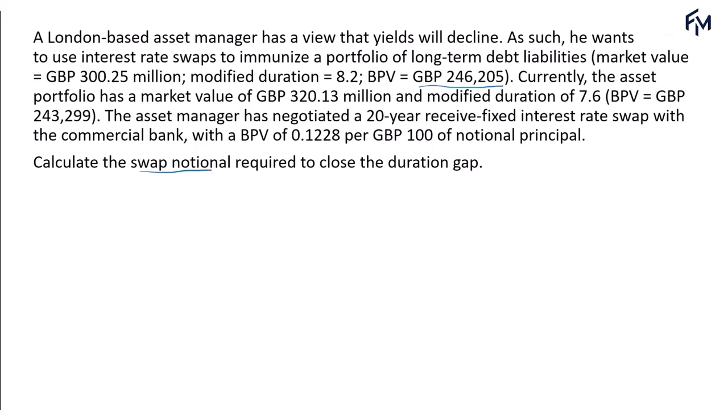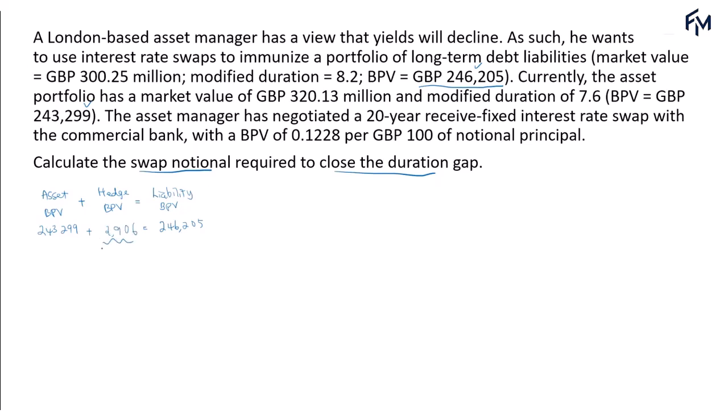So let's calculate the swap notional required in order to close the duration gap between the liability and the asset. So using the equation, we have the asset BPV, and then we'll add in the Hedge BPV, which is using the interest rate swap, and this should be equal to the liability BPV. So we know that the asset BPV is 243,299, and the liability BPV is 246,205. So if we fill in the missing blank, then the Hedge BPV should be equal to 2,906. So it will be a positive increase here for the Hedge.